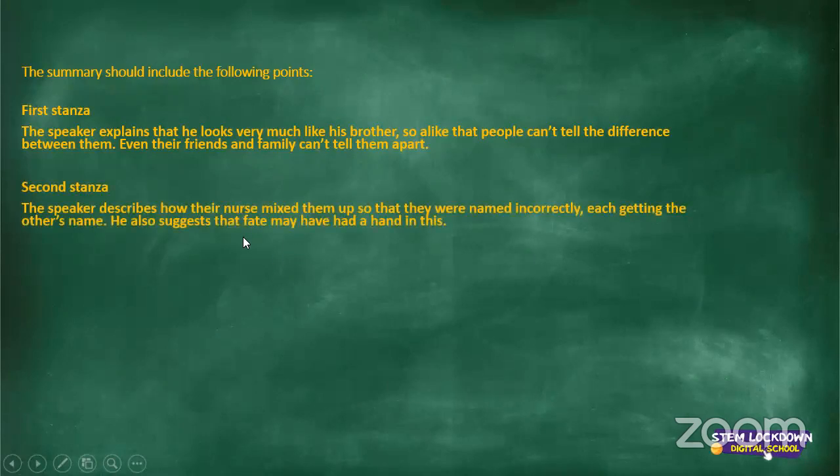So for the second stanza, you are going to say, when summarizing the second stanza, the speaker describes how their nurse mixed them up so that they were named incorrectly, each getting the other's name. He also suggests that fate may have had a hand in this. So even if you didn't use fate, you used luck, it's still fine, okay? As long as you mention that in the second stanza, they got mixed up by the nurse and they ended up getting incorrect names, okay?